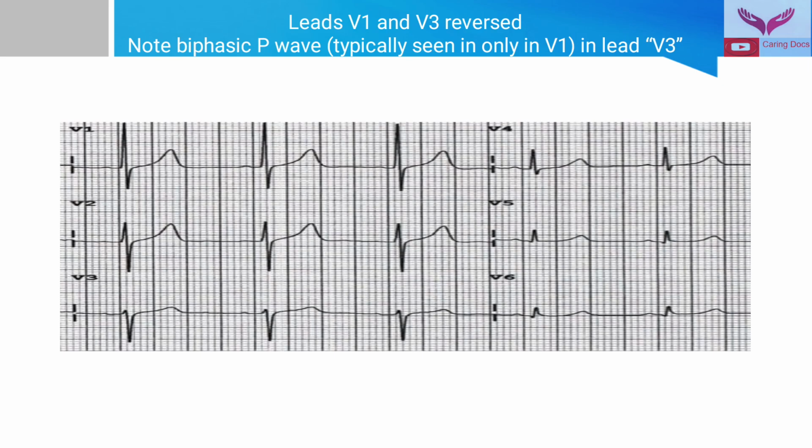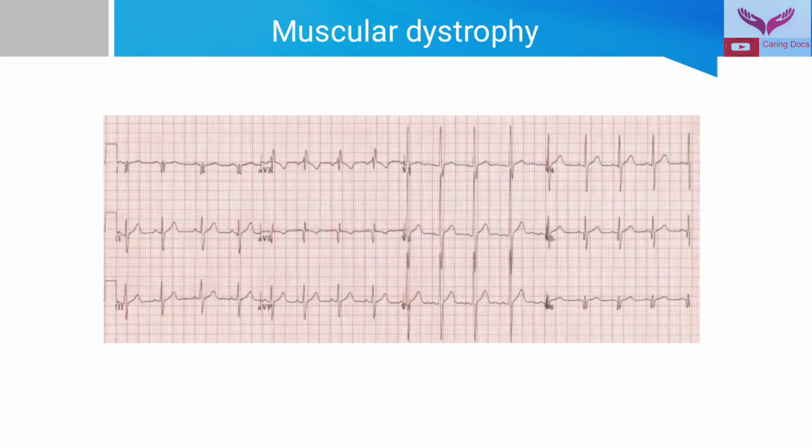Here we can see leads V1 and V3 are reversed, as we know that biphasic P waves are typically seen in V1, not in V3. This is an ECG of a muscular dystrophy patient. Here we can see prominent or dominant R wave in V1.